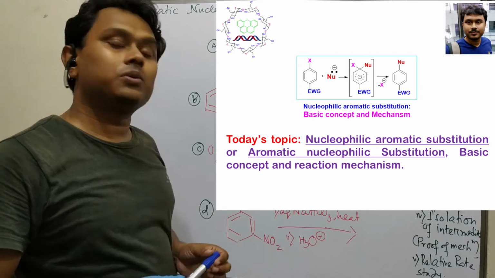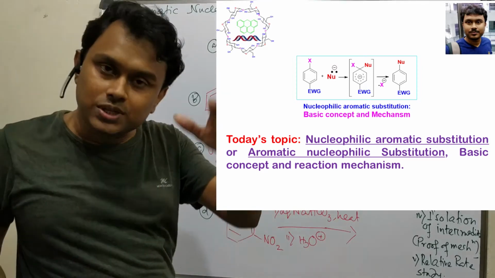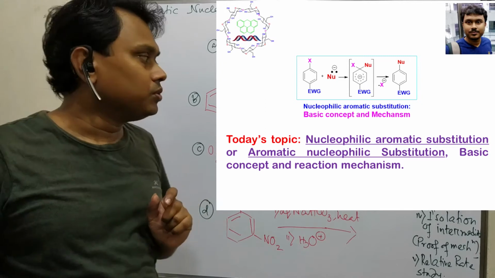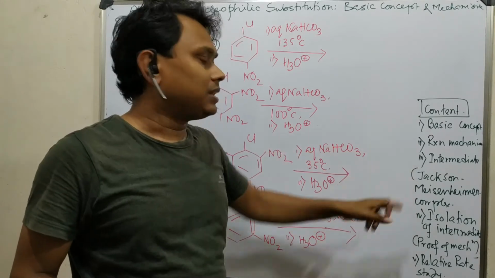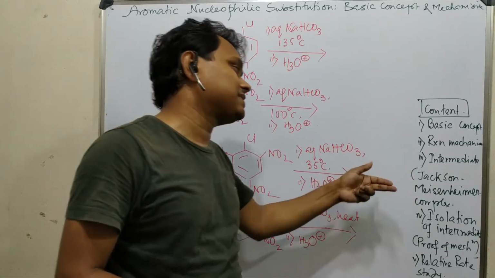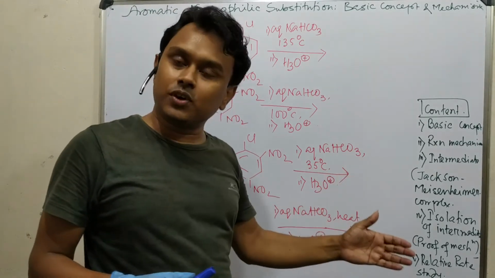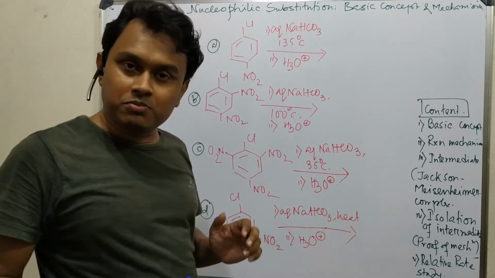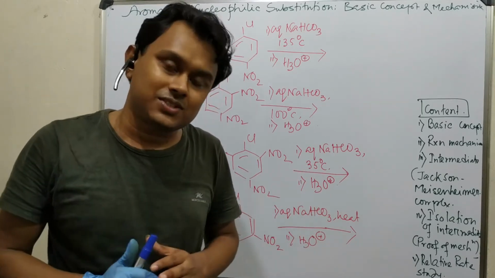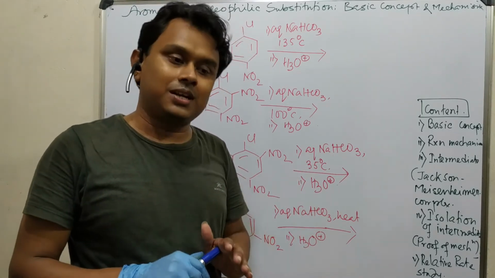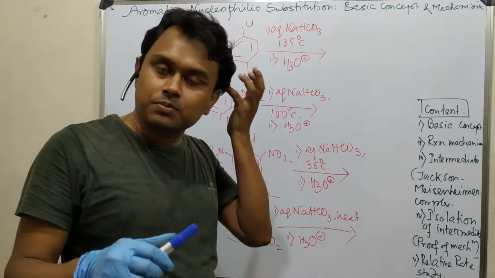Okay, so what are we going to learn today? We are going to learn about the basic concept and mechanism, and today's discussion will mainly focus on a few points: the basic concept, the reaction mechanism, the intermediate which is named the Jackson-Meisenheimer or sometimes Meisenheimer intermediate, the mechanism for this process, and isolation of the intermediate, which is the proof of the mechanism. Finally, I shall provide the relative rate study, from where you will get a complete understanding about the nature of the nucleophile as well as the leaving group, as well as other factors.